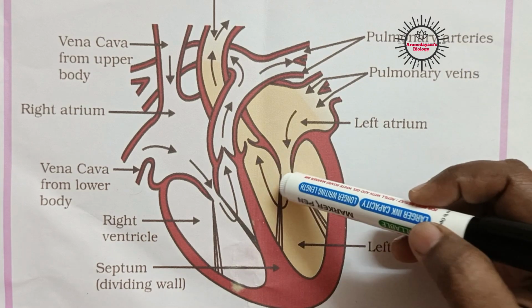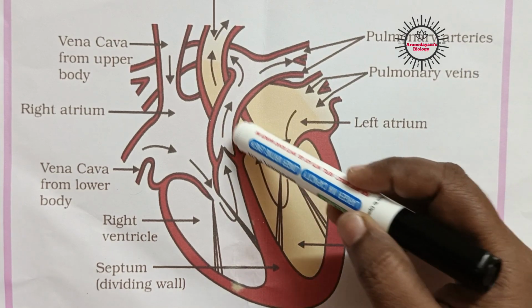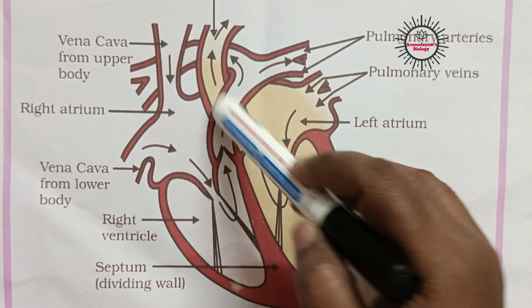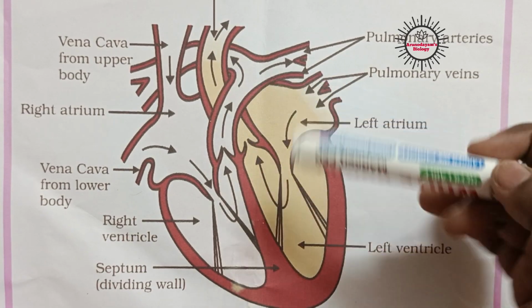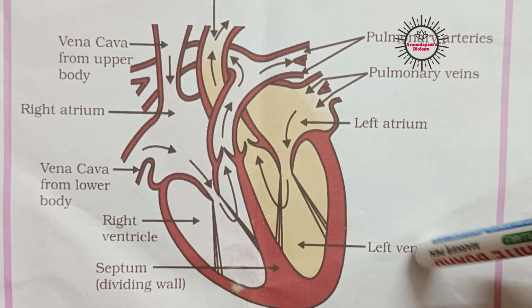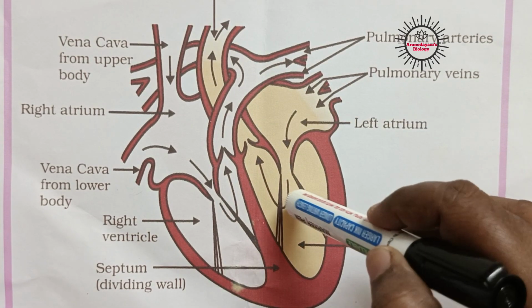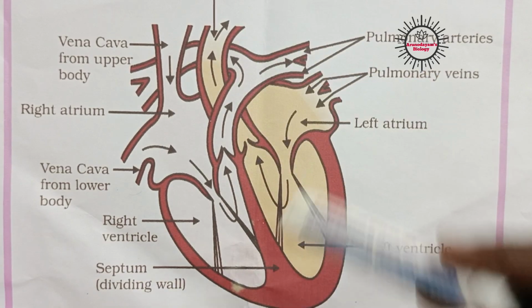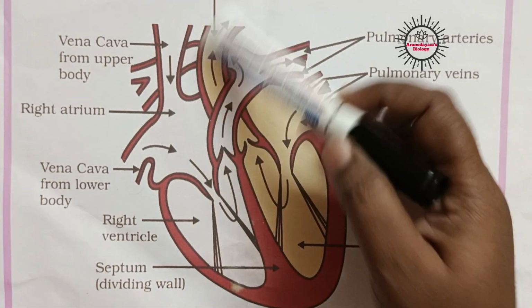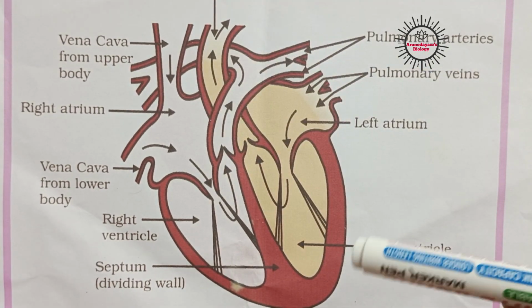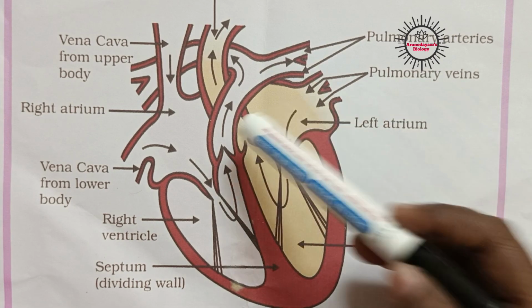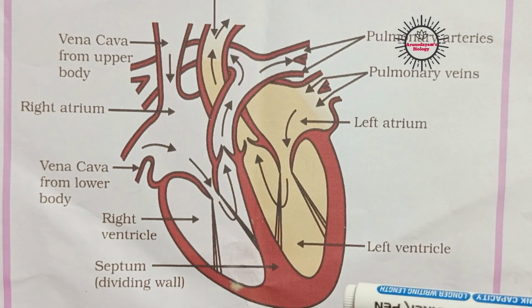So now the blood will flow only into the blood vessel called the aorta, the systemic aorta. That means the oxygenated blood which is present in the left ventricle will pass on to different cells present in our body through the blood vessels.